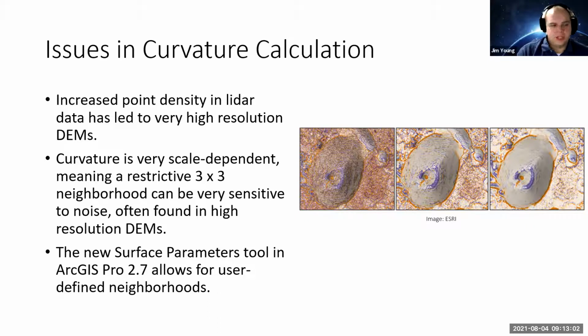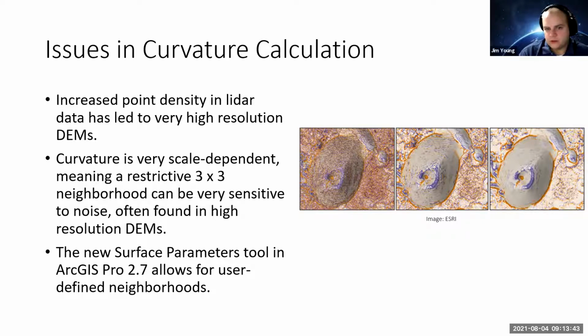As technology has advanced, it has brought about some issues in curvature calculation, especially with increased density in LiDAR, which has led to very high resolution DEMs. And since curvature is very scale dependent, a 3x3 neighborhood can be very sensitive to the noise and small microstructures on the Earth's surface. It can throw off these curvature calculations. This is very evident in the image at the right that shows 3 different neighborhood sizes. The left one is 3x3, the middle is 5x5, and the right side is 7x7.